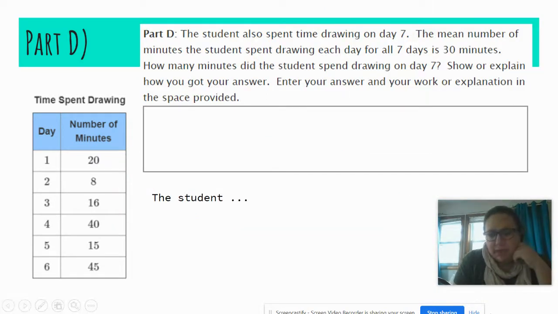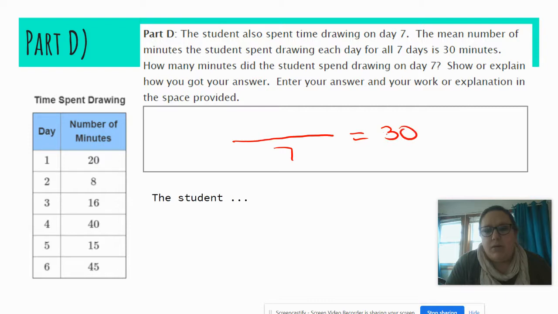All right, so our final part: the student spent time drawing on day 7. The mean number of minutes the student spent drawing was 30. So we know that everything divided by 7 is going to equal 30. When we add everything up and divide by 7, because there's 7 days, it's going to equal 30. How many minutes did the student spend drawing on day 7?